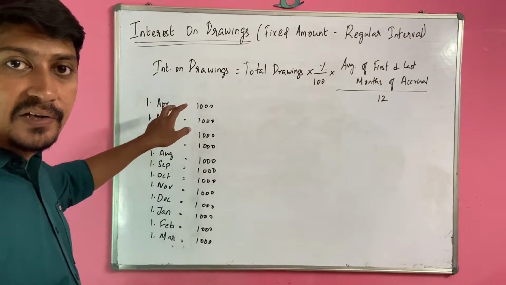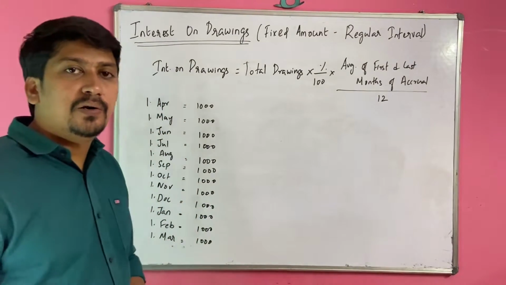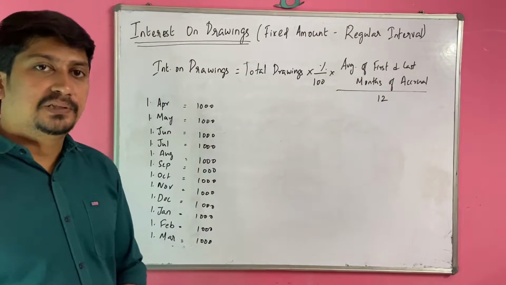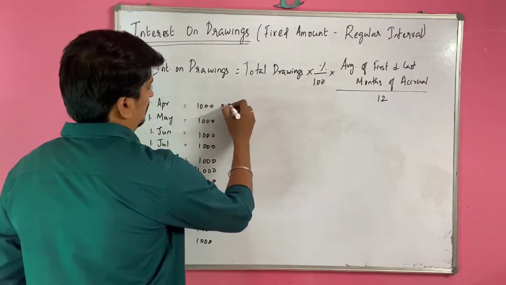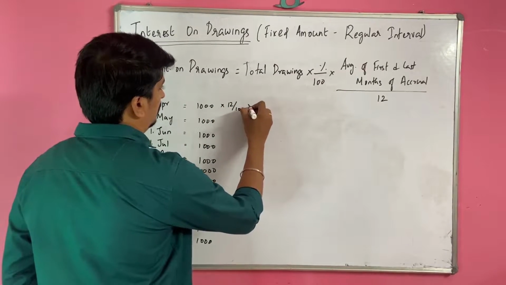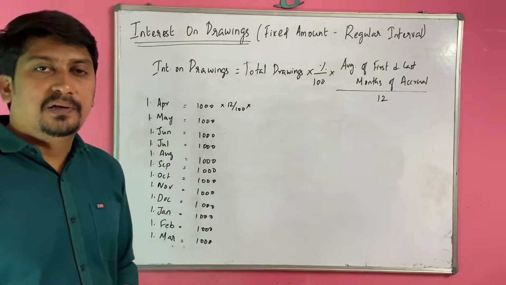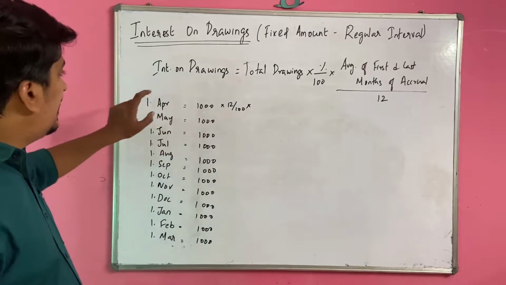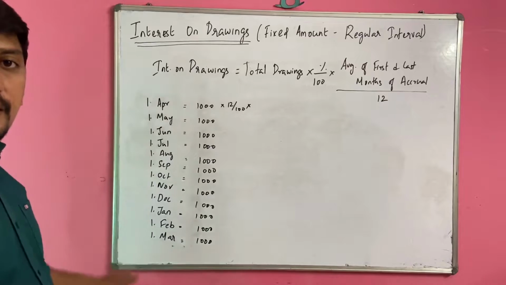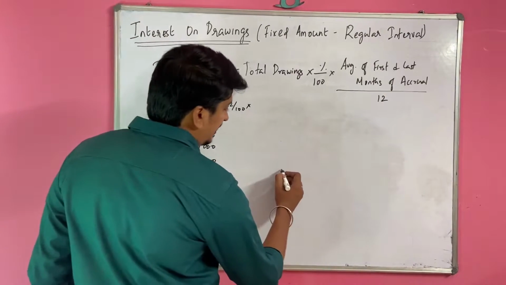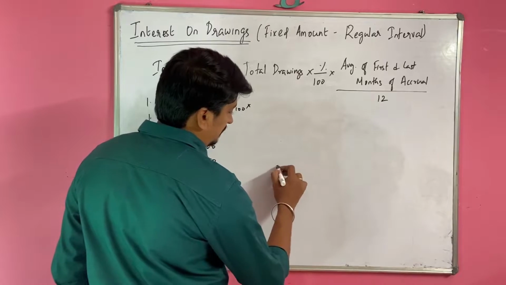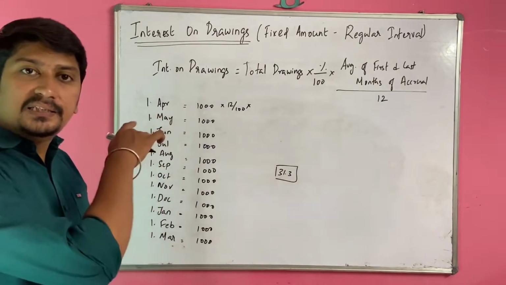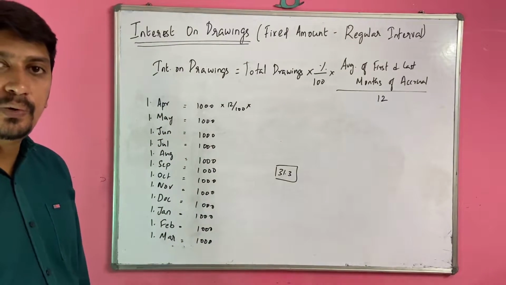Let's calculate interest on each drawing. In order to calculate interest, take the amount of drawing and multiply by the percentage. Let's assume the percentage as 12%, so 12 by 100. Then months of accrual. Months of accrual means how many months of interest he has to pay for these drawings. He has taken on 1st of April. Each and every drawing you have to compare with the end of the year, which is 31st March. From April 1 to 31st March, it is exactly a full 12 months. So he has to give 12 months' interest.